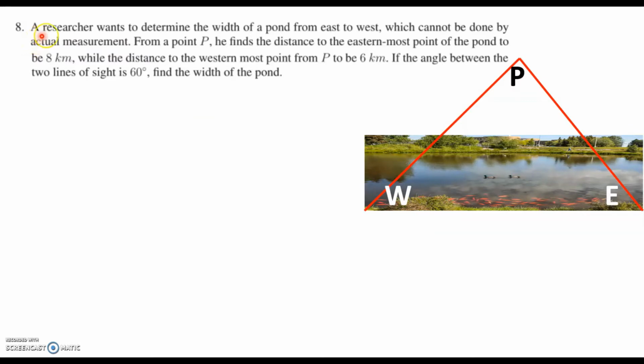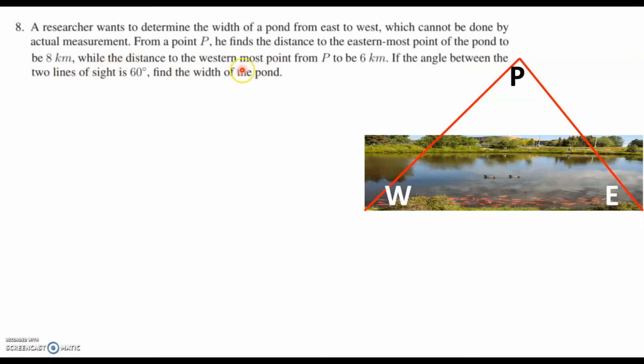Question number 8. A researcher wants to determine the width of a pond from east to west. So consider this to be a pond, and in this pond a researcher wants to find its width from east to its west, which cannot be done by actual measurement. So from a point P, he finds the distance to the easternmost point, this point, to be 8 kilometers. So PE is 8 kilometers.